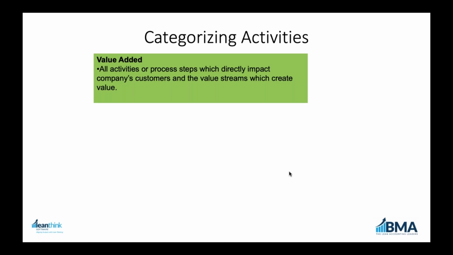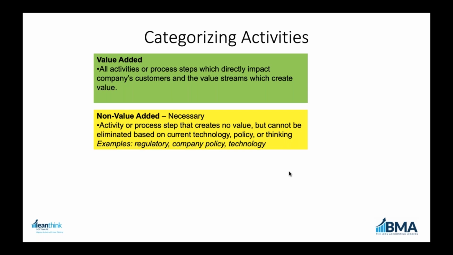The second type of activity is non-value added and necessary. So it's non-value added in the eyes of a company's customer, but for whatever reason, it is necessary that this activity occur. It could be based on regulations, company policy, technology, other factors. What's interesting about the accounting function is that a large basket of activities fall under this umbrella.